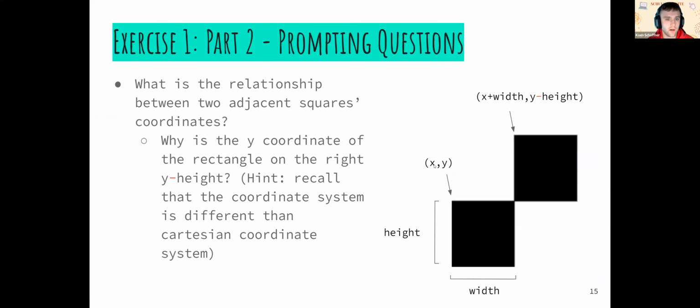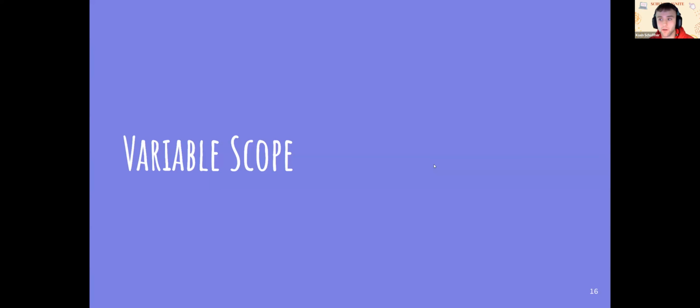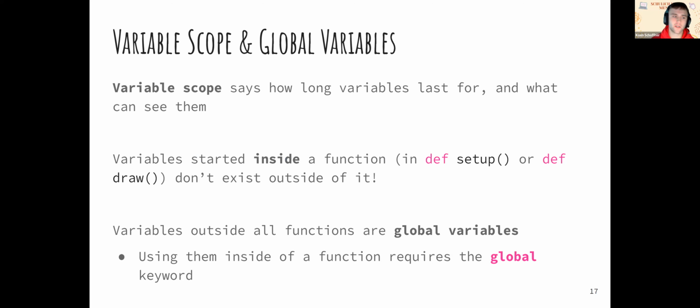Okay, so let's move on. Now we're going to talk about variable scope. Variable scope basically defines how long variables last for and where you can see them within your program.